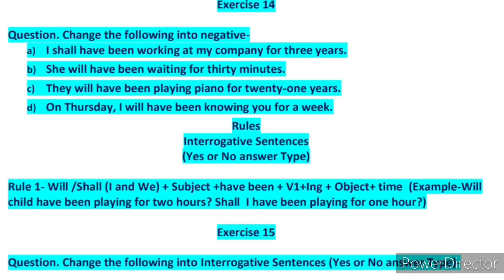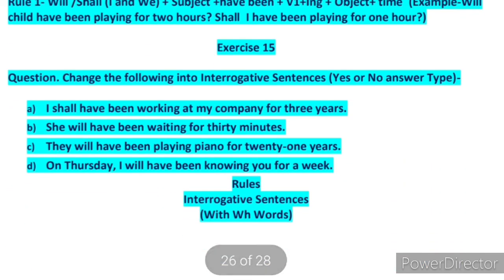Now interrogative sentences, yes or no answer type. Rule 1 is that you are supposed to add will and shall in the beginning, and the rest will be the same. For example, will child have been playing for 2 hours, shall I have been playing for 1 hour. So here is an example. I shall have been working at my company for 3 years. The answer will be: shall I have been working at my company for 3 years?